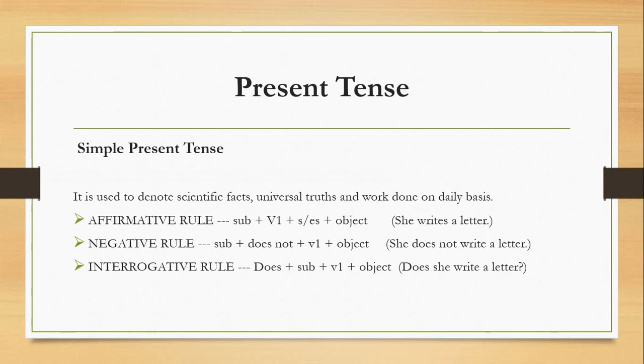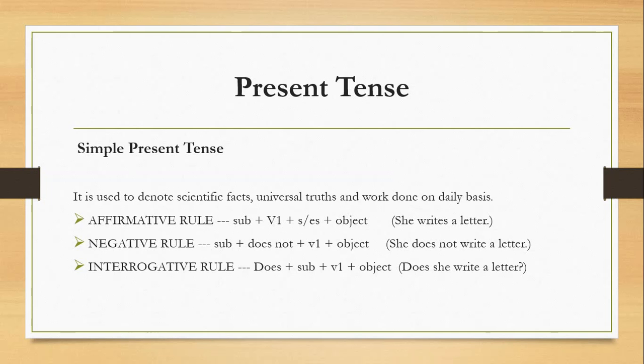And yes, throughout the slides you will see V1, V2, V3. V1 is the present tense form of the verb. V2 is the past tense form of the verb. And V3 is the past participle form of the verb. Do remember this.